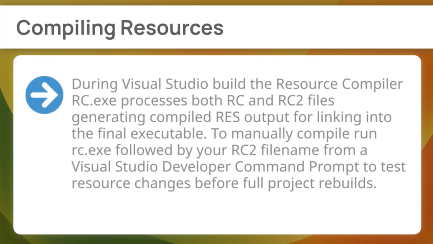Finally, compiling resources. During a Visual Studio build, the resource compiler, rc.exe, processes both RC and RC2 files, generating compiled RES output for linking into the final executable. To manually compile, run rc.exe followed by your RC2 file name from a Visual Studio developer command prompt to test resource changes before full project rebuilds.